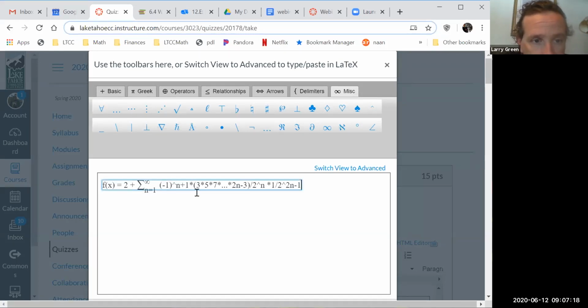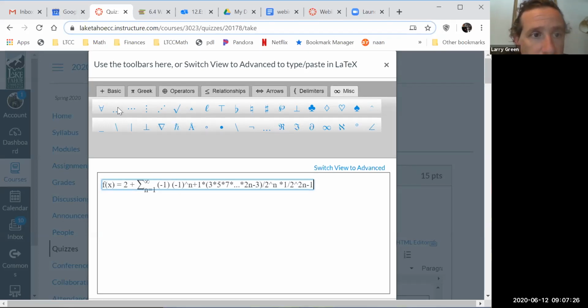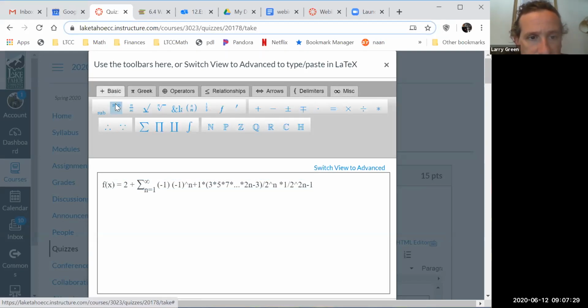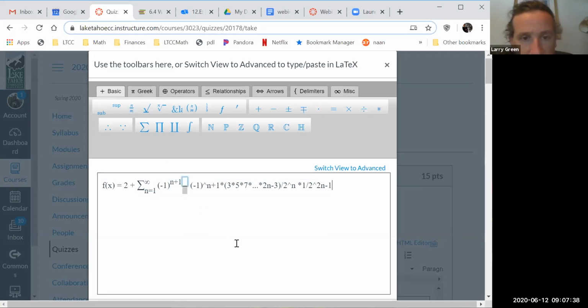And it doesn't like this, so I'm going to type it. -1 to the, nope, to the n plus 1. And then times the fraction: 3 times 5 times 7, dot, dot, dot, times 2n minus 3, over 2 to the n, times 2 to the 2n minus 1.